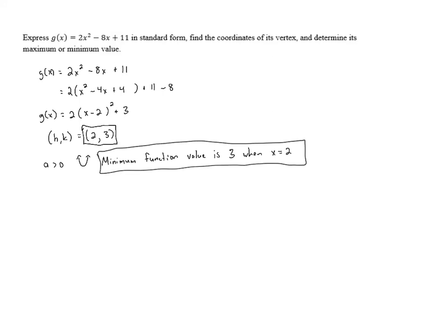You can plug in values for x all day long. You can make a table of values with 1,000 values in it, and you're never going to get anything that's less than 3 because that is the minimum possible function value for this function.